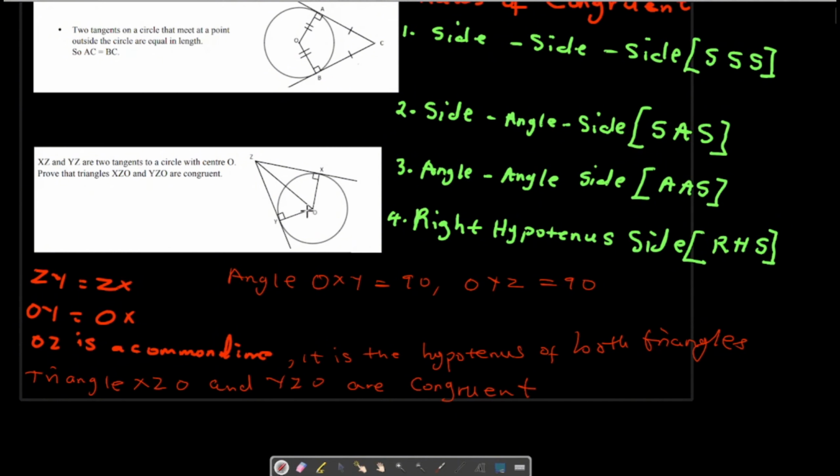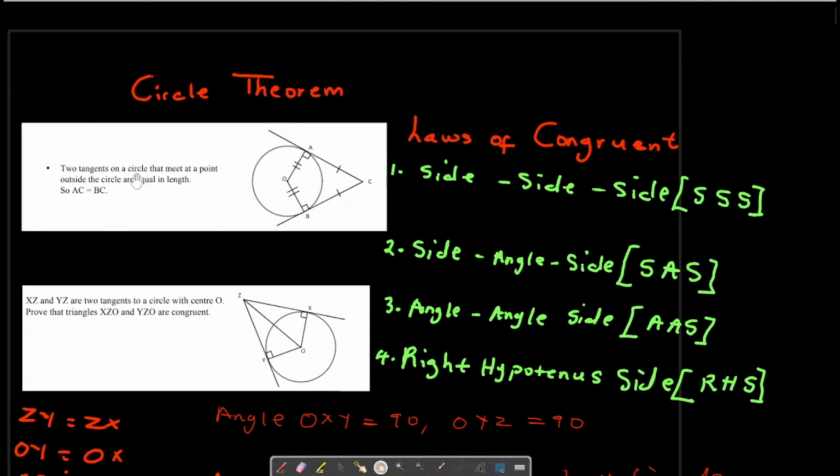And sometimes you can be given this triangle and you have to find one side or one angle. So you just apply this law. Remember, it says two tangents on a circle that meet at a point outside the circle are equal in length. So AC equals BC.